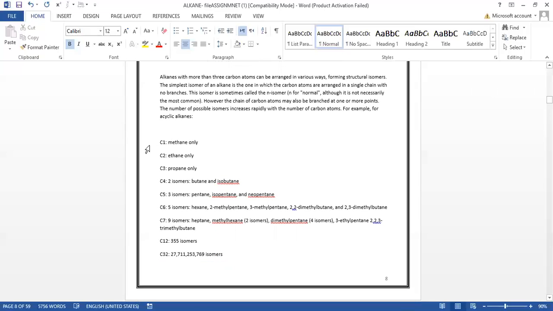If we talk about the isomers of the carbon series, we can see that methane contains only one isomer, ethane contains only one, and propane contains only one. Two isomers are contained by butane, n-butane and isobutane, while in C5 we can see three, and so on. We can see millions of isomers as the number of carbons increases.